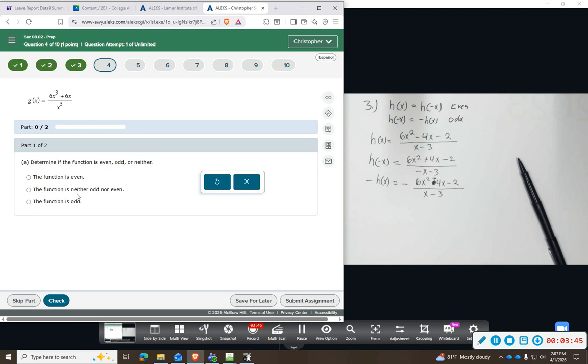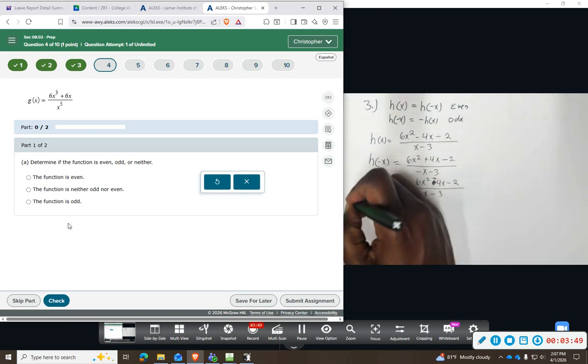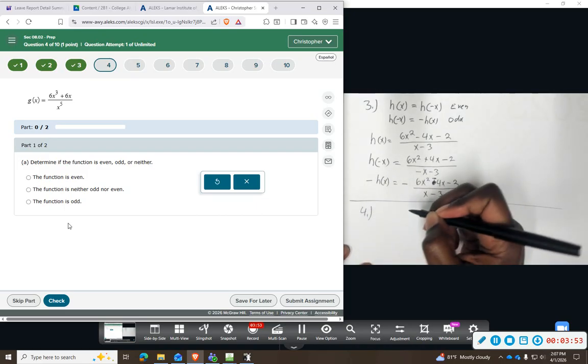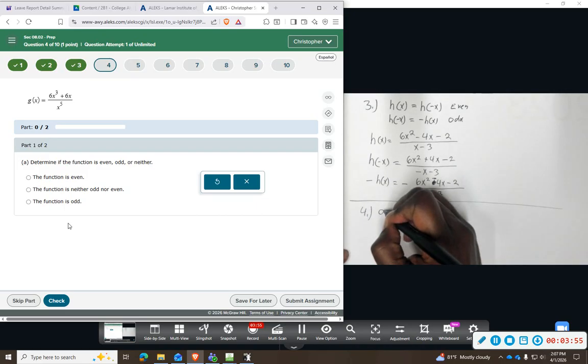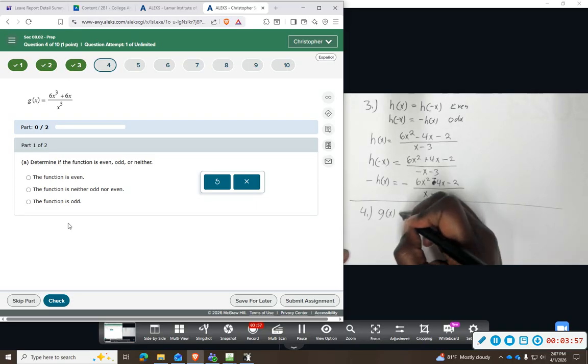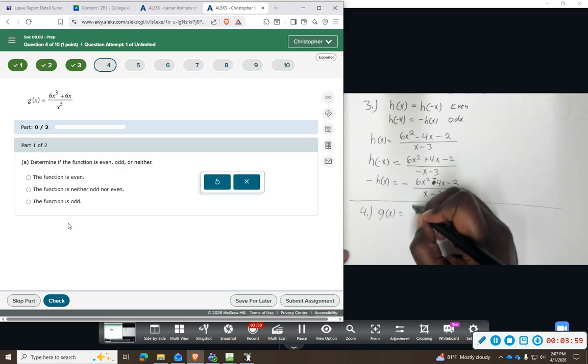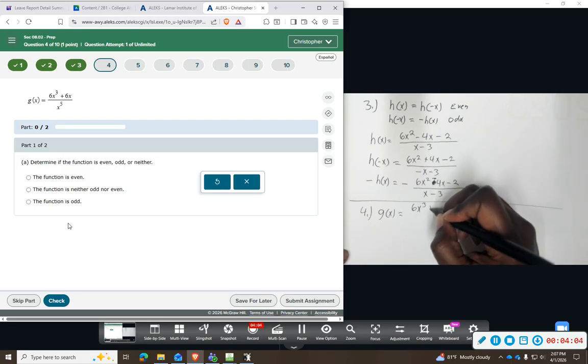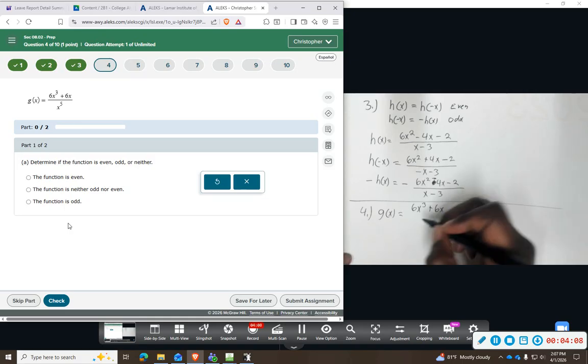Number 4, same thing. We're going to find symmetry, even, odd, or neither. So we're going to start with g of x, 6x to the third plus 6x, and this is over x to the fifth.